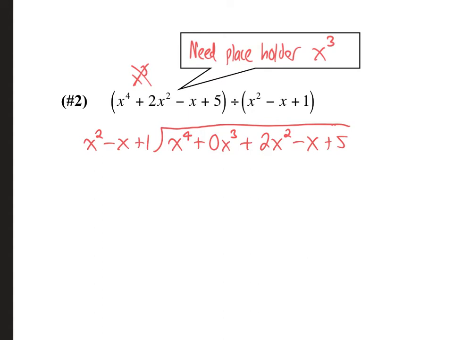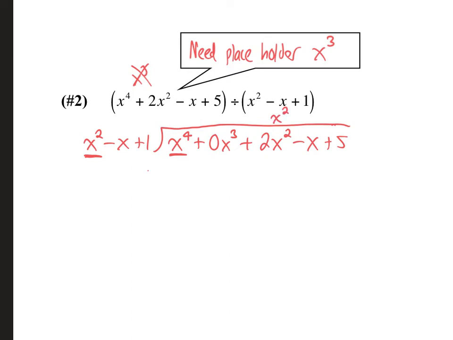Okay, so if you recall, the first thing we need to do is we need to divide the first term of the dividend by the first term of the divisor. So what is x to the fourth divided by x squared? Well, that is x squared. We're going to put x squared above the 2x squared, where the x squareds are.